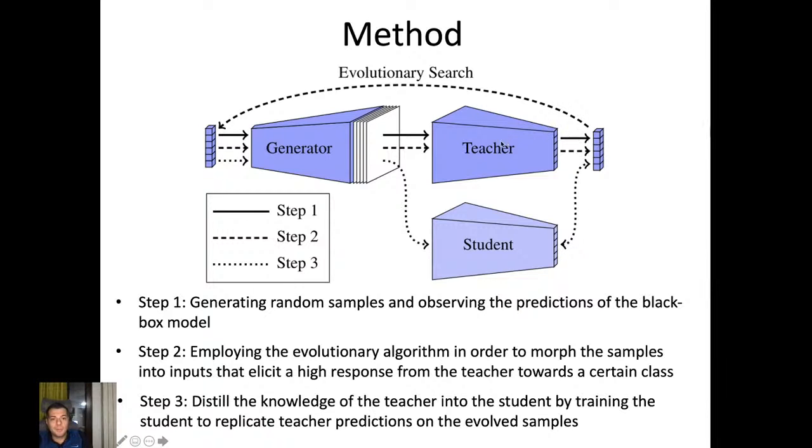Okay, so the generator is trained on the proxy dataset Z, so these can be completely different classes from what the teacher is trained on. We generate this image, we pass it to the teacher, it gives us some output, and then we try to modify this generated image with evolutionary search that is applied on the latent space of the generator in order to obtain an image that is closer to the desired output. Okay, and this is the second step.